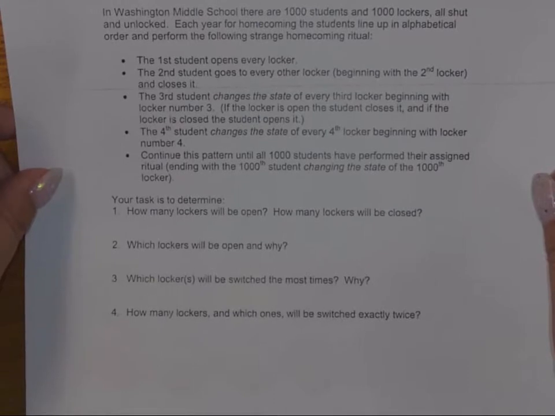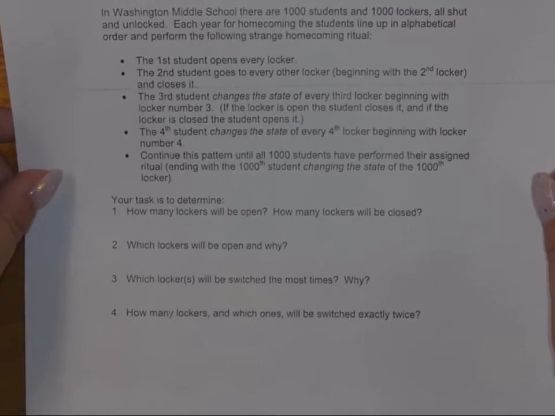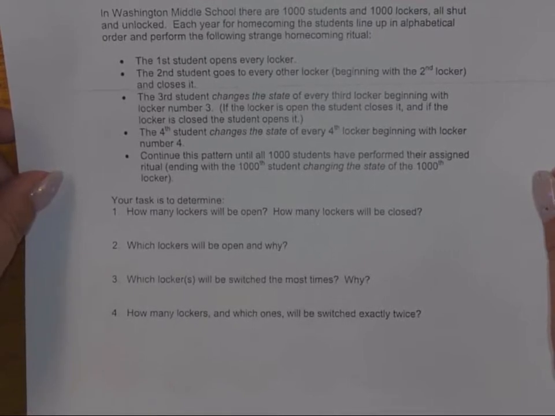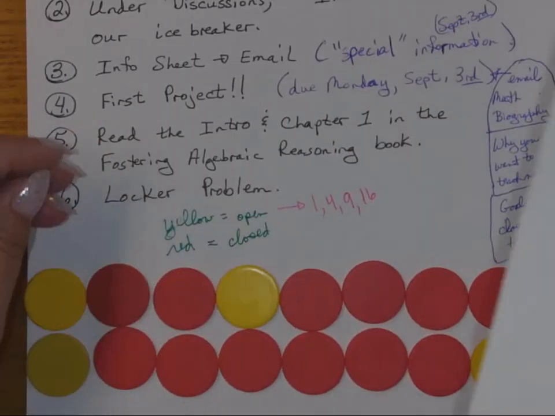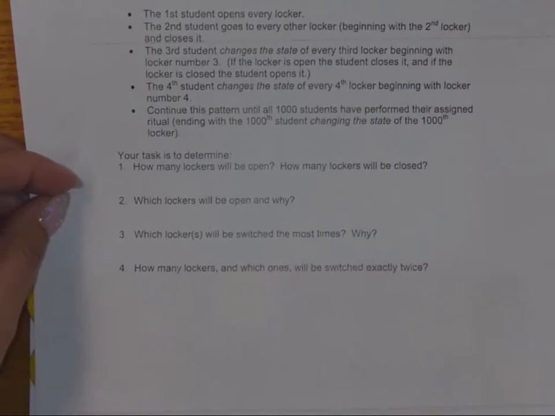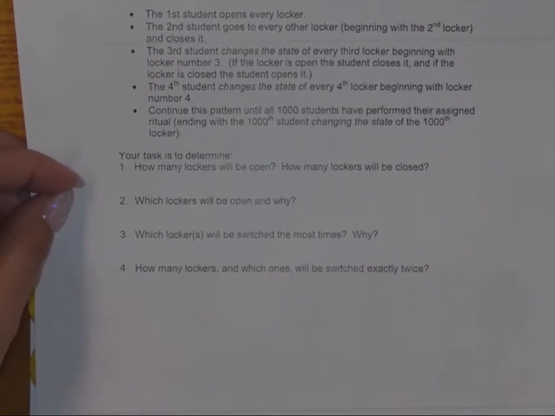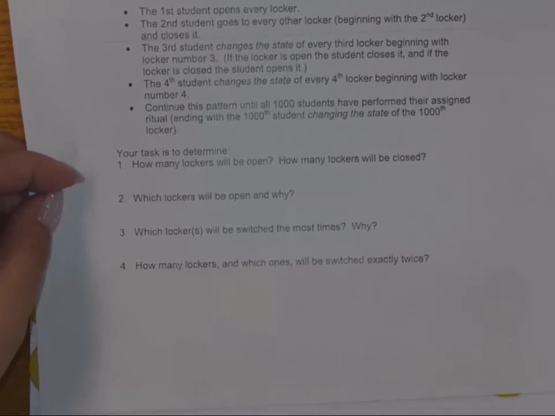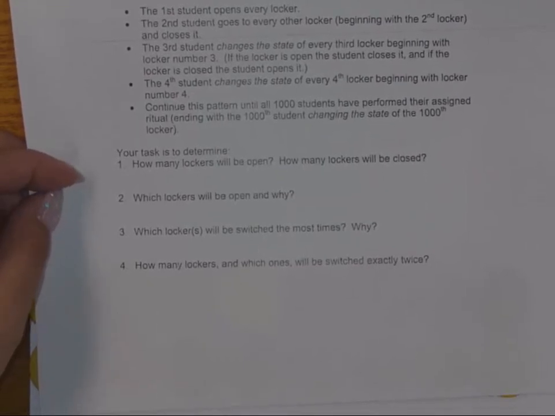And when I say why, perfect square is not enough because I just gave you that answer. So you're going to have to think about the math that's going on behind the scenes whenever you talk about, okay, 1, 4, 9, and 16 are perfect squares. So think about that so that you know what's going on. And then it's going to ask some other questions. Which lockers will be switched the most number of times and why? How many lockers and which ones will be switched exactly twice?